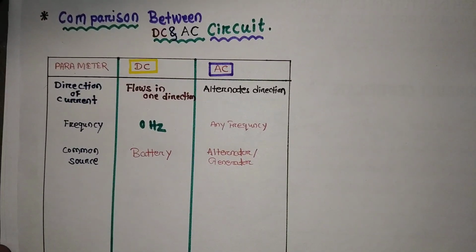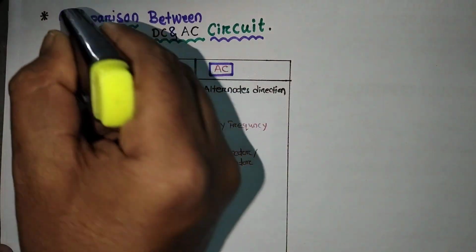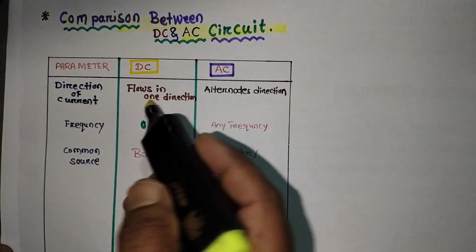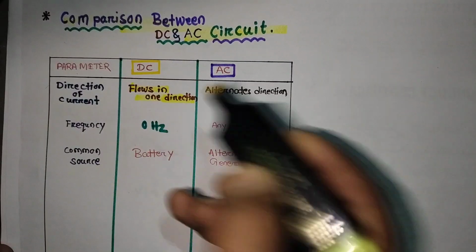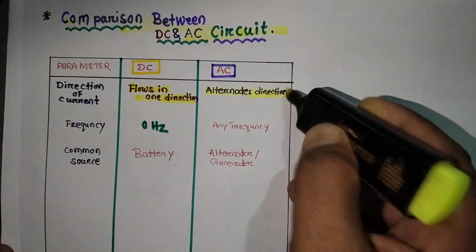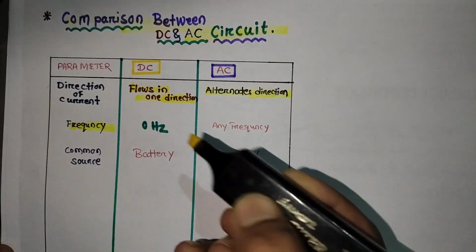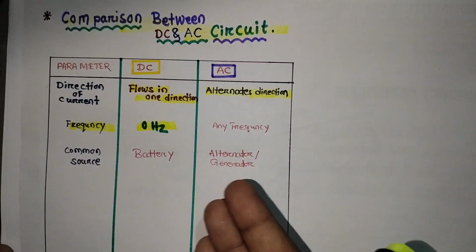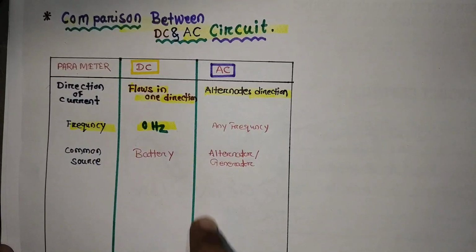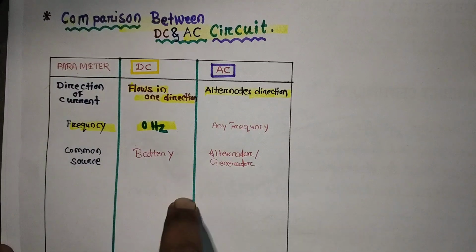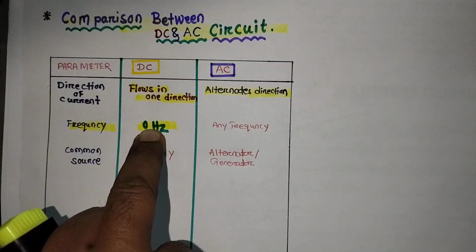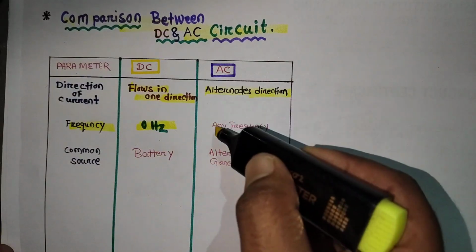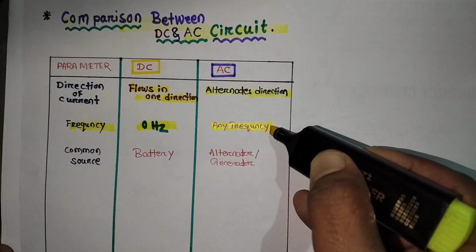Then let us look at what is the difference between AC and DC circuits. Here I make one small table, a comparison between AC and DC circuits. On direction, you already know DC flows in one direction and AC is alternating in nature. In case of frequency, you consider DC always 0, it is not changing. Frequency is one by time: how much time one cycle takes to complete. In the DC case it is 0, and in the AC case it is alternating, so there is some frequency.